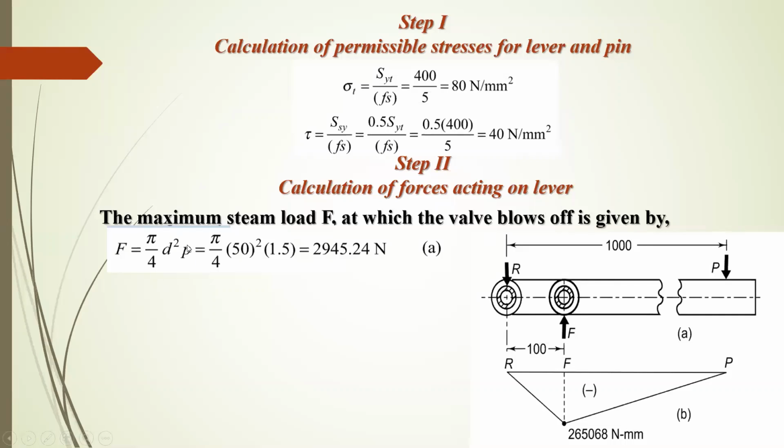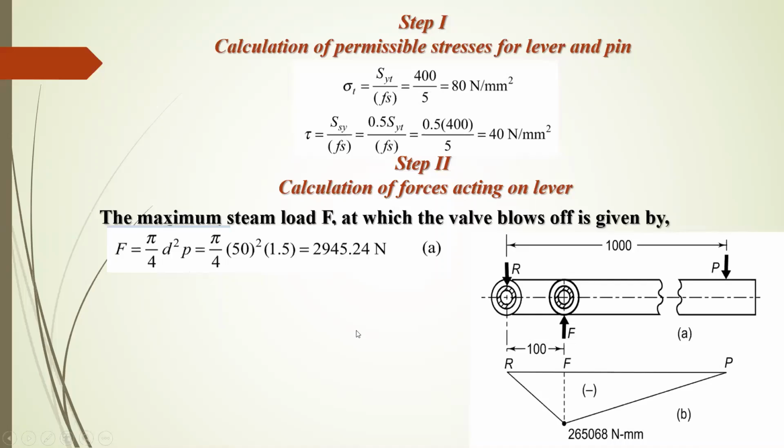Here P is the pressure inside the boiler, so P is force divided by cross sectional area. Rearranging in terms of force, force is pi by 4 into d square multiplied by the pressure 1.5 megapascal. The diameter of the wall is given as 50 mm, so pi by 4 into 50 square multiplied by 1.5. 1 megapascal is 1 Newton per mm square, and all dimensions are in mm, so the mm cancel. The ultimate force is 2945.24 Newton. This is the force acting at this section or at this pin.